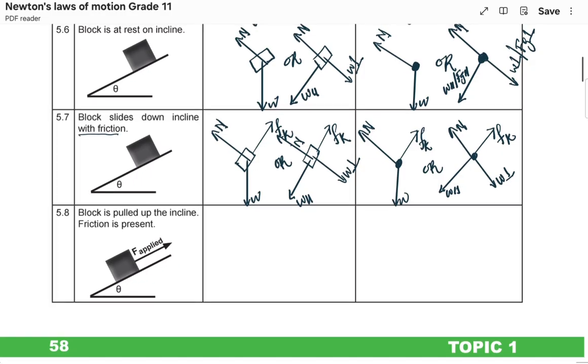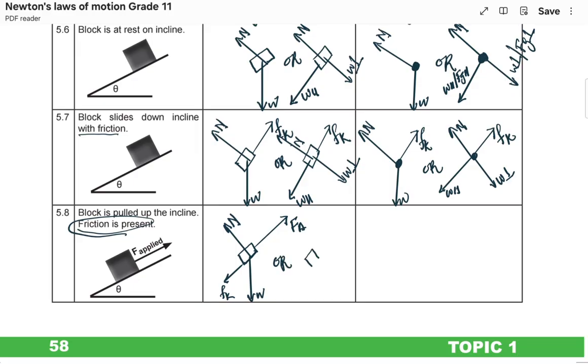then now the block is being pulled up. So it's being pulled up. Then I must have the force applied, and the friction is present. Then the weight is always downwards. Then I'll be having normal force.